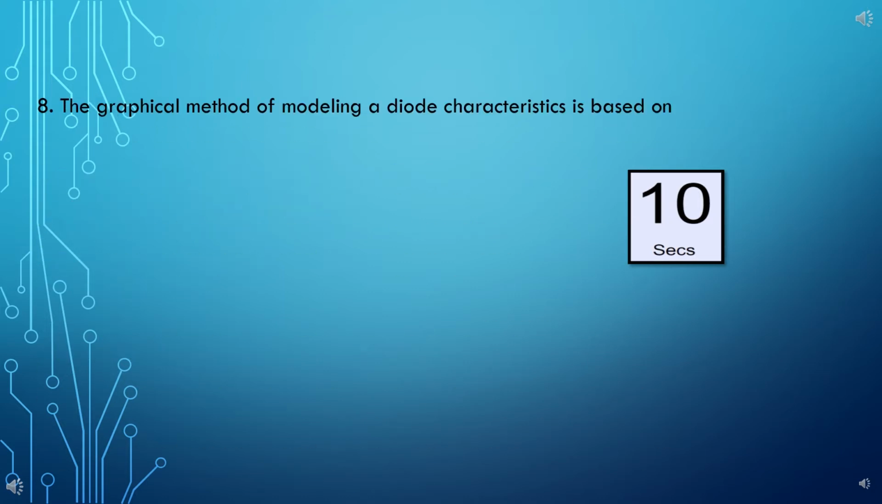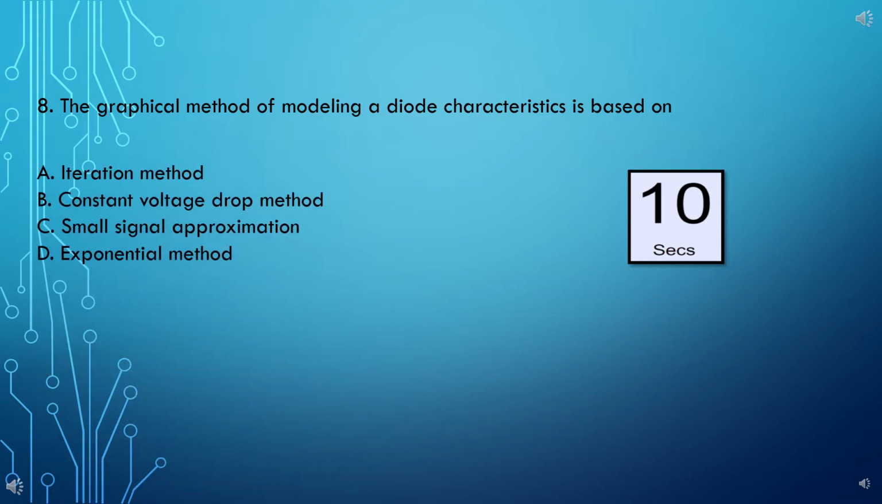The graphical method of modeling a diode's characteristics is based on: Option A. Iteration method. B. Constant voltage drop method. C. Small signal approximation. D. Exponential method. Answer: exponential method.